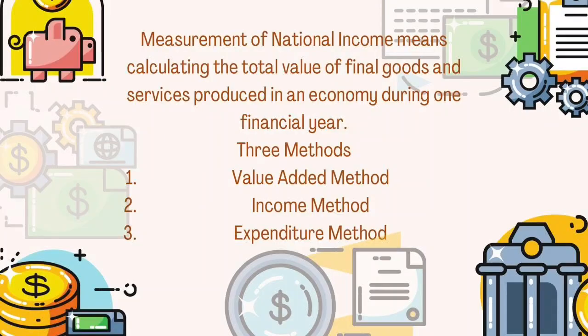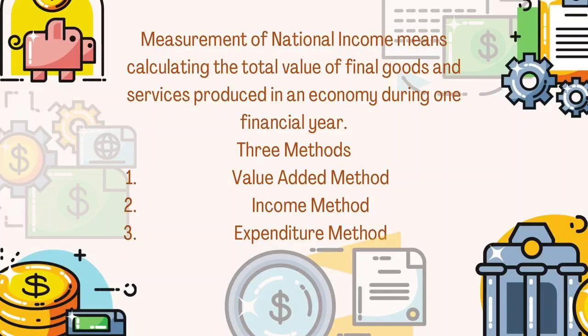So let's begin. First of all, let's understand what we actually mean by measuring national income. Whenever economists say they are measuring national income, they are trying to calculate the total value of all final goods and services produced within a specific period, usually one financial year. Notice I use the word final goods. Why not every good? Let's understand with an example.